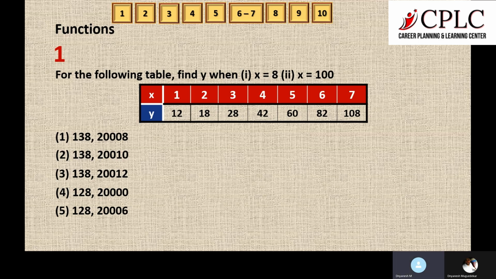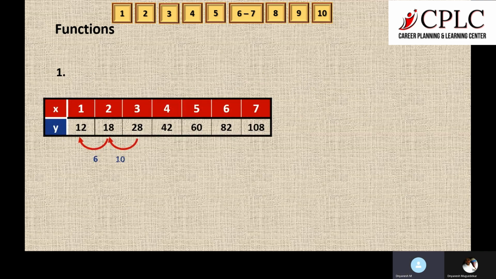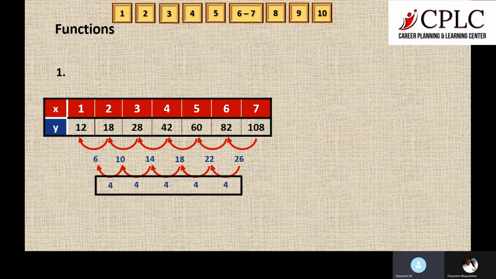So the values of y that you already have with us, let's try to take the difference between them. So 18 minus 12 is 6, 28 minus 18 gives you 10, 42 minus 28 gives you 14, 60 minus 42 gives you 18, and so on and so forth. So clearly this difference is not constant, which is called the first order difference. So what we will do is the second order difference. Second order difference simply means the difference of this difference. So 10 minus 6 is 4, 14 minus 10 is 4, 18 minus 14 is 4, and so on. And what you observe is that the second order difference is constant.